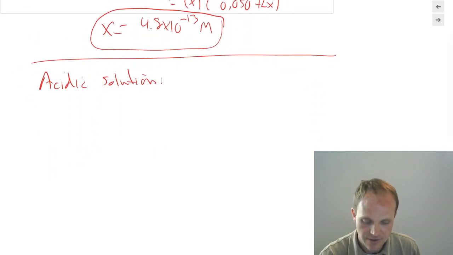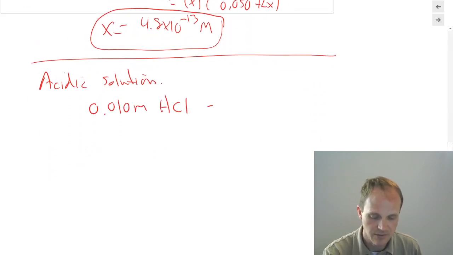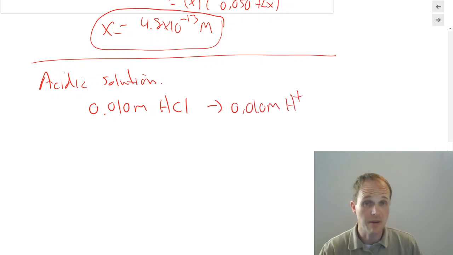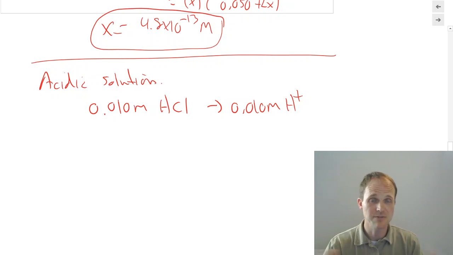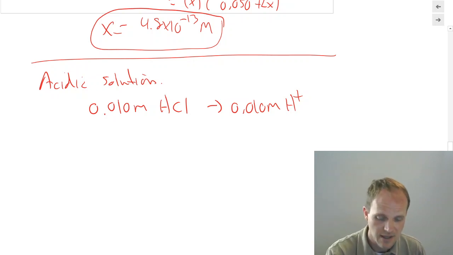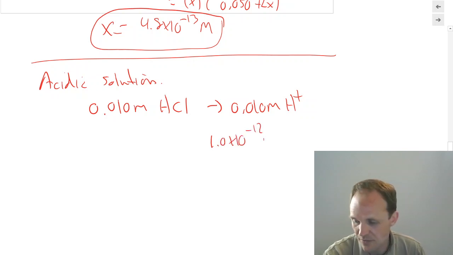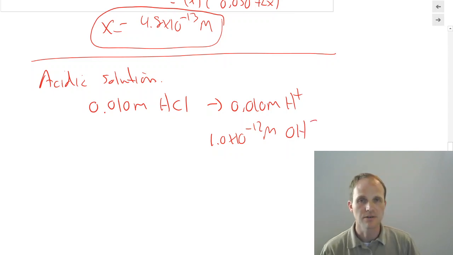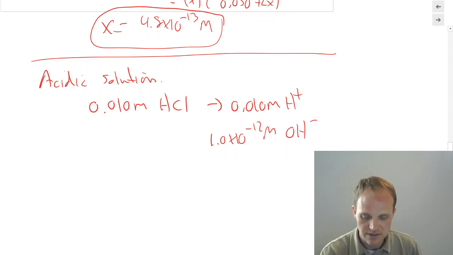Let's have 0.010 molar HCl, which means 0.010 molar H plus. You remember from our acid-base chapter, H plus times OH minus is 10 to the minus 14th. That means you get 1.0 times 10 to the minus 12th molar OH minus, if you remember how to do that. So let's go ahead and set this up.